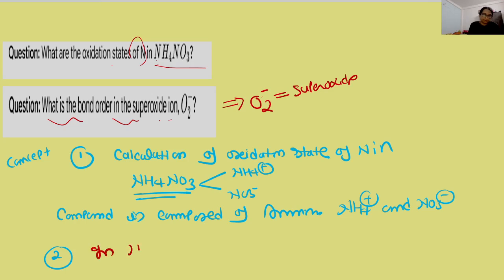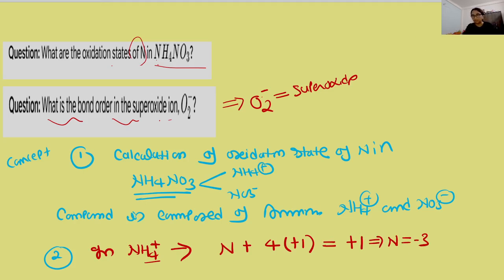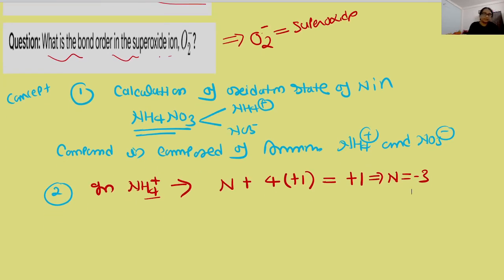Now in the second step, we calculate for the ammonium ion. In the ammonium ion, what is the oxidation state of nitrogen? So now write the given values. N plus 4 times plus 1, because four hydrogens are present, and the positive charge is 1. So N plus 4 is equal to plus 1, and N is equal to minus 3. After the calculation we will get minus 3, and you can calculate the oxidation state of any element in a given compound with the help of this formula.